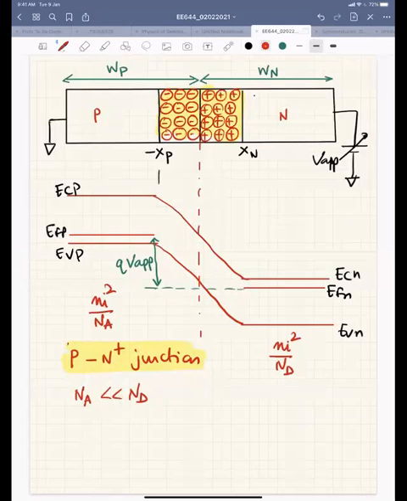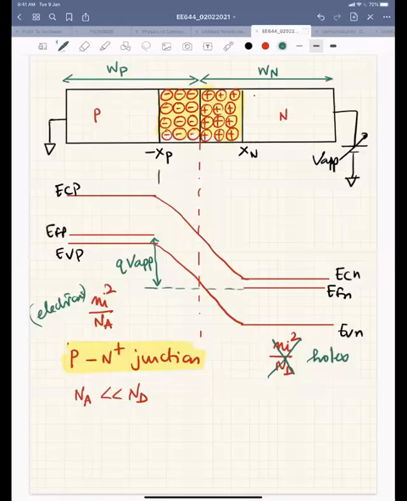So the minority carriers on this side will be very less. So I could neglect those minority carriers, right? So what are the minority carriers in the P side? I have holes, right? So holes here and electrons. So I am assuming that the number of minority carrier holes is very less, right?